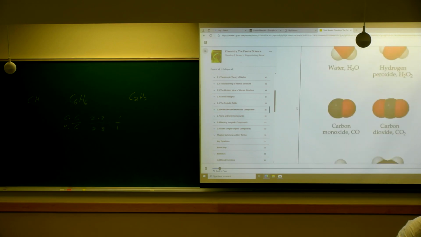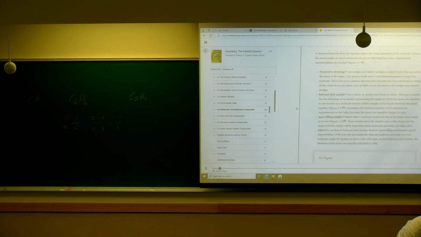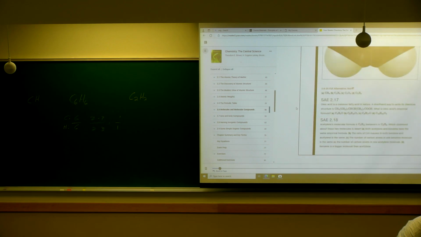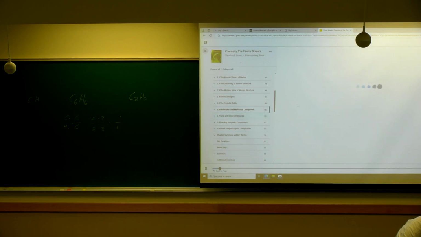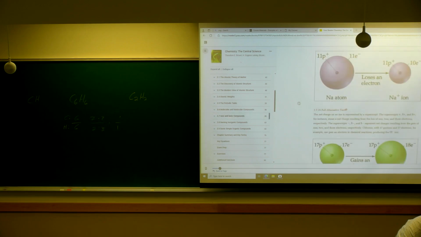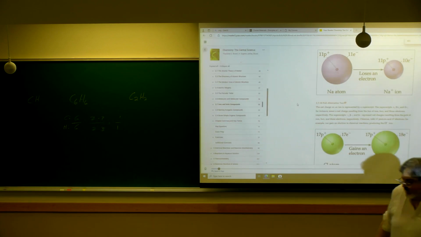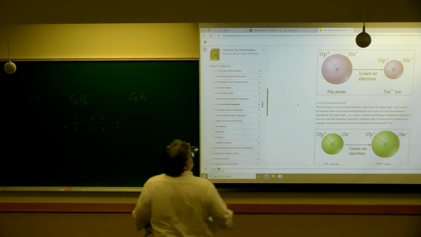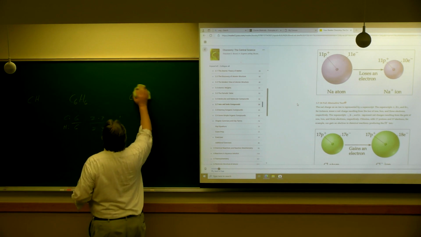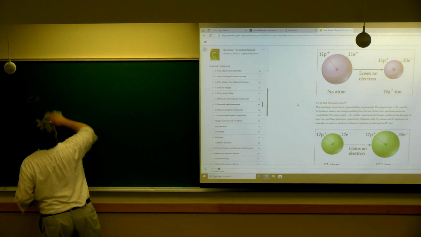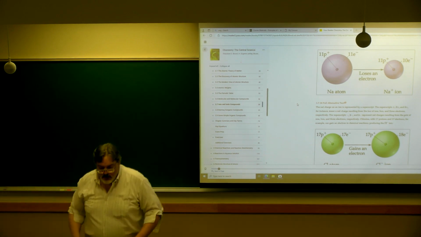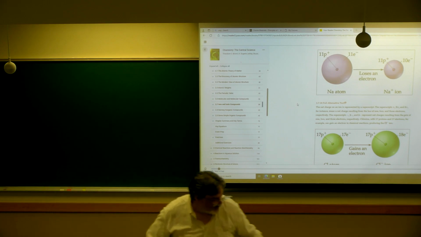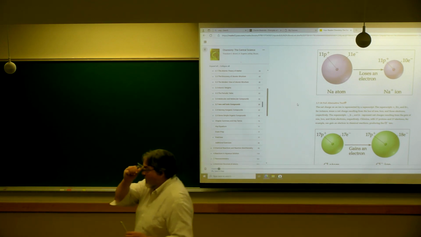Let's go on to ionic compounds. We'll spend most of our time talking about ionic compounds. And most of what we'll do for test 1 out of this chapter is about naming these. I mentioned this last time, and you should know this because it's something you can get straight off the periodic table.